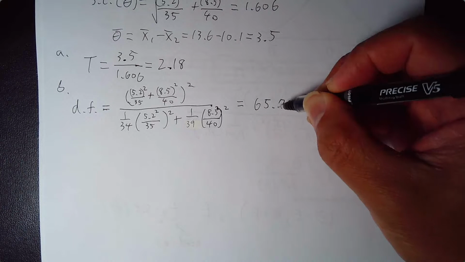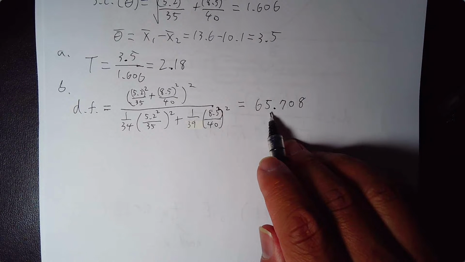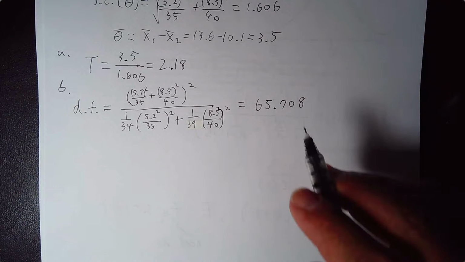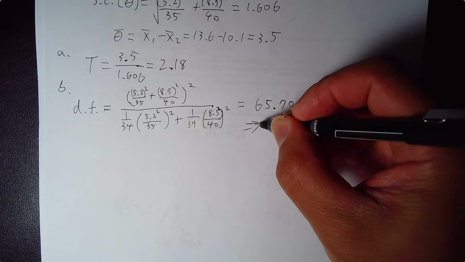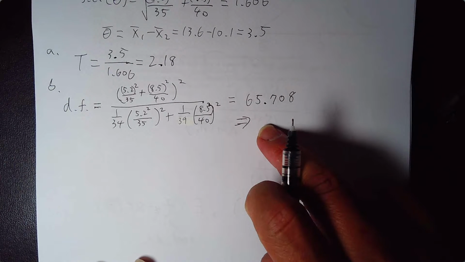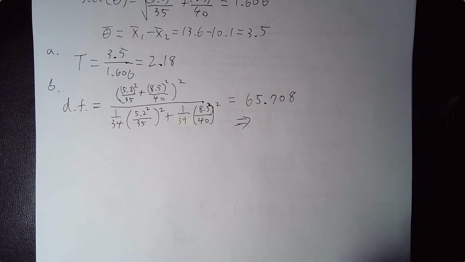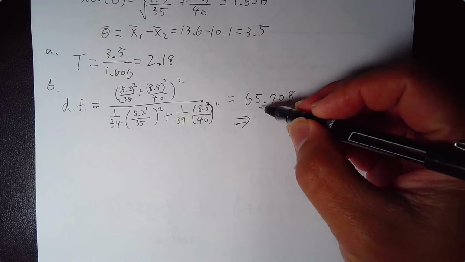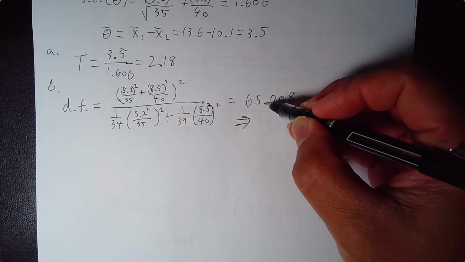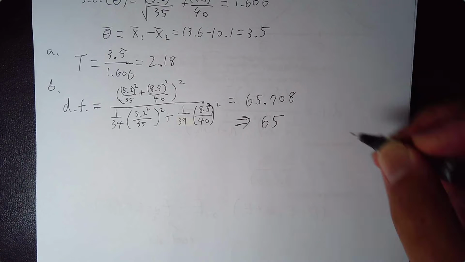Now once you get here, you get 65.708. Degrees of freedom must be whole numbers, so we need to round. With degrees of freedom, you always round down, because you want to be conservative with your probability. Remember, for the t distribution, the higher the degrees of freedom, the closer it is to a normal distribution, with more observations gathered in the middle, and so we don't want to give the wrong probability. So we'll round down to 65.